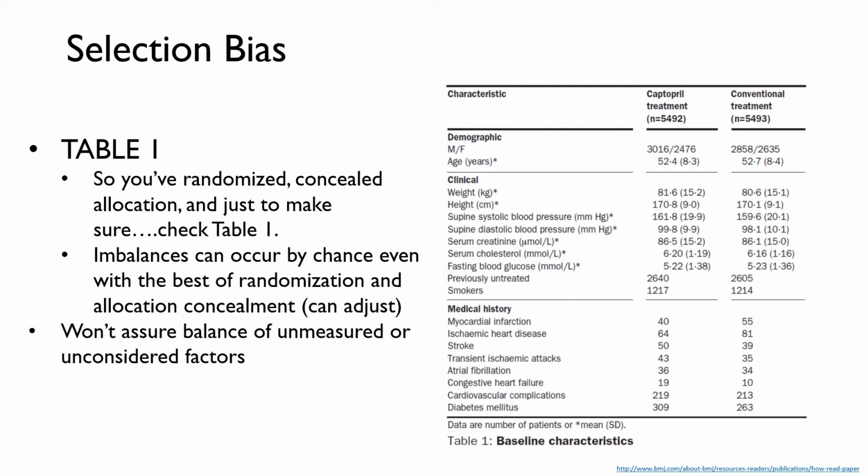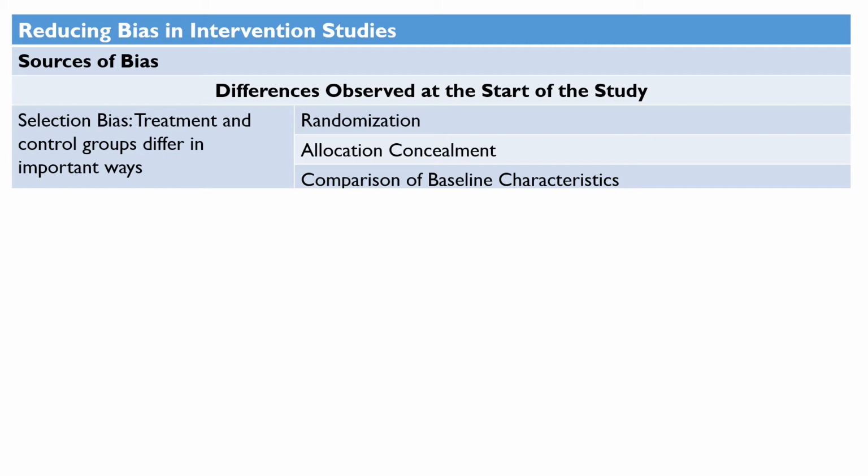One final tool you have to deal with selection bias is, once you've randomized, to set up a table 1 where you look at all of the factors that you can measure that you think might be important for your outcome between the 2 treatment groups, and you compare them to see how similar they are. And if there's some imbalance in certain factors, you can take that into account in your analysis. It won't assure the balance of unmeasured or unconsidered factors, obviously, but the hope is that randomization will take care of that too.